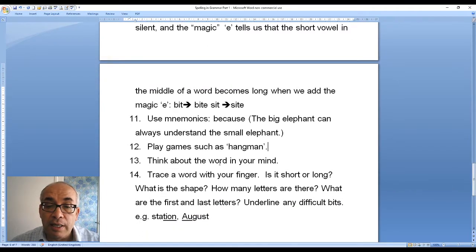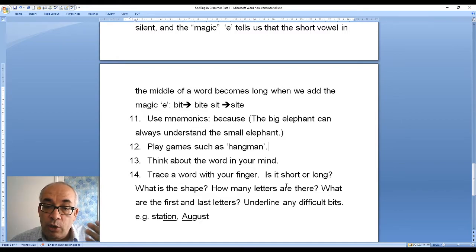Number 13, think about the word in your mind. Sometimes in your mind, this will help you. Restaurant, R-E-S-T-A-U-R-A-N-T. Spell it in your mind, that will help you. Trace a word with your finger. Sometimes you've got words and they have dots or points, and you use a pencil to write the words correctly.